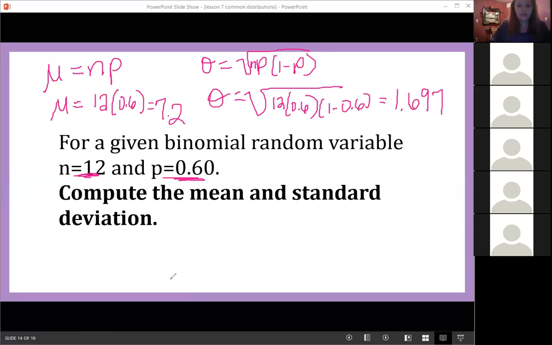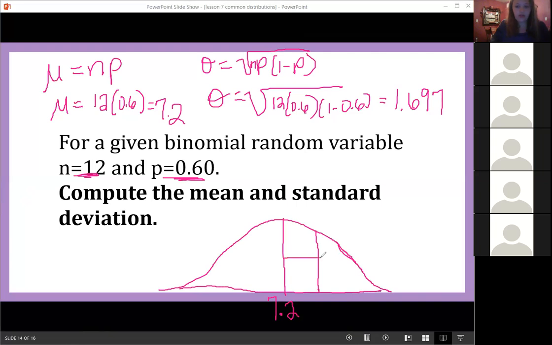Just to conceptualize this a little bit, that was going to be such a nice normal curve. Remember, what we got here is our mean and our standard deviation. If I were to write this on a graph, I would have 7.2 here. And if I was talking about one standard deviation away, this is going to be equal to 1.697. So that's if we were to conceptualize it and realize that this is what we're finding, our mean and standard deviation, on this beautiful graph here. You guys did a great job. Super proud.